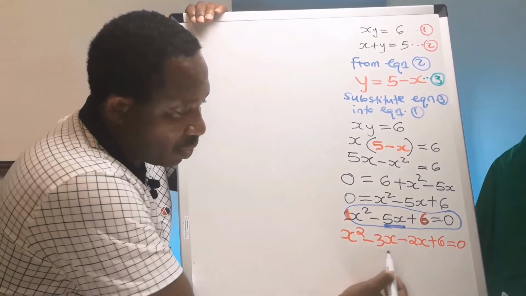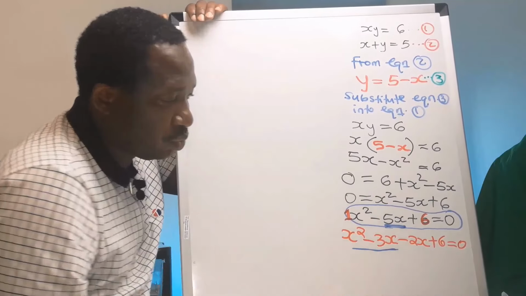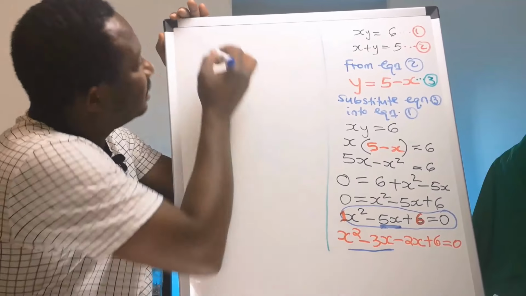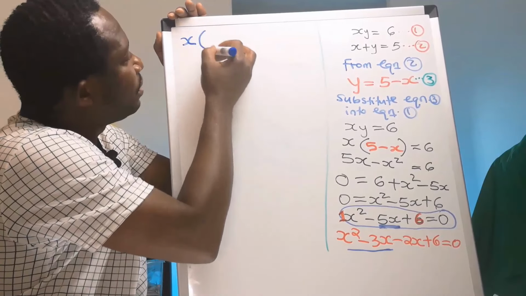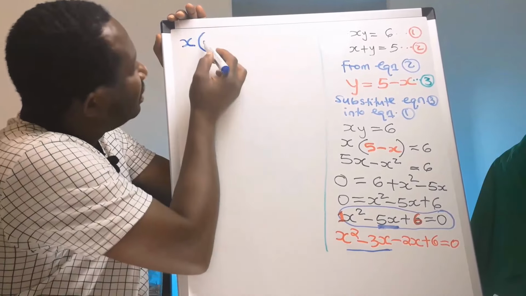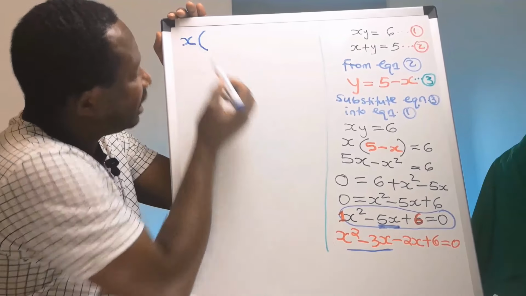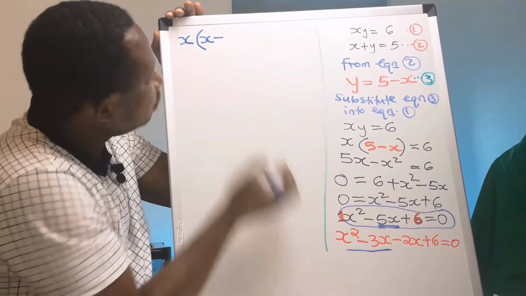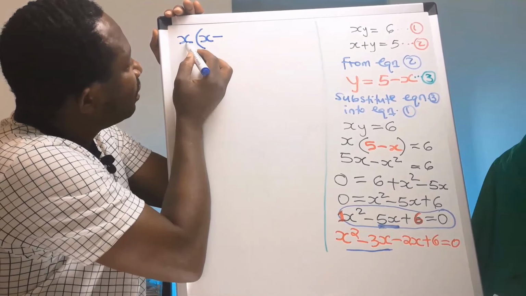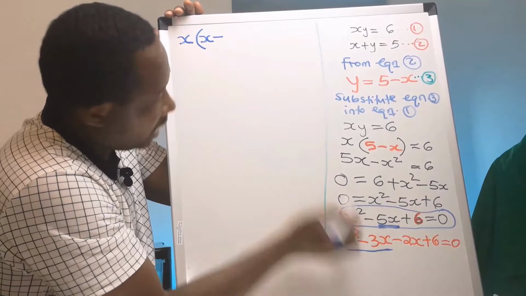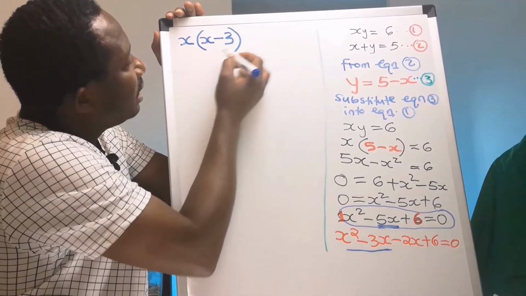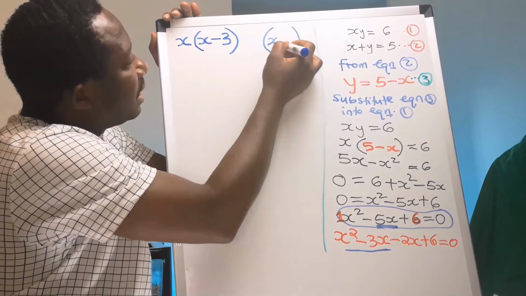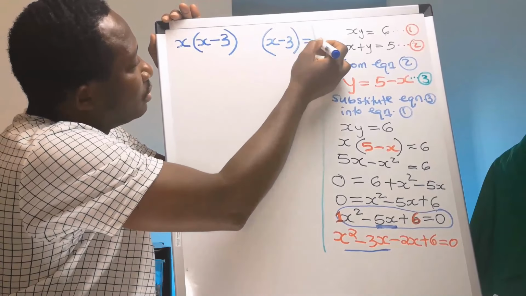Next, I will consider the first two terms. What is common in these two terms? x is common. I'll open a bracket. What will I put here so that if I multiply by x, I will get x squared? It is x. There is a minus here. What will I put here so that when it multiplies x, I will get 3x? It is 3. Next, I'll open another bracket. I'll copy whatever is here. I will just paste, equals 0.